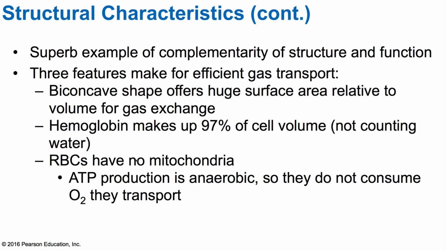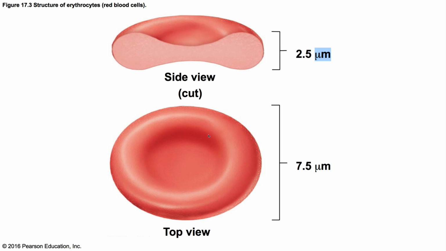And the final point is that red blood cells lack a mitochondria. Now, why is this helpful? Well, because they don't have a mitochondria, they're producing energy anaerobically. So what this means is that they don't end up using that oxygen that they're transporting, that they're carrying. So again, this is a very, very important characteristic of red blood cells. In this slide here, we have a picture of a red blood cell. So you can see its diameter is 7.5 micrometers, and it's only about 2.5 micrometers thick. So again, these are quite small cells.